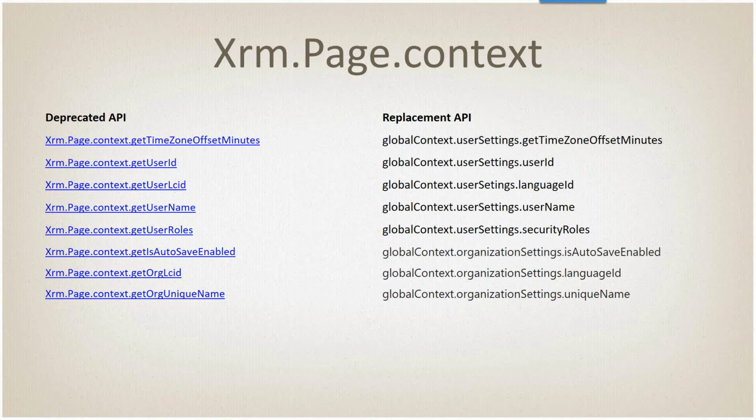So again, they're just moving things around. So the way it worked before is it was kind of a static piece of data: xrm.page.context.something will give you an answer back. Now what you need to do is generate a global context, and then there's either a user setting or an organization setting to actually pull that data out. Same data, just a little bit different context to where you would use it.